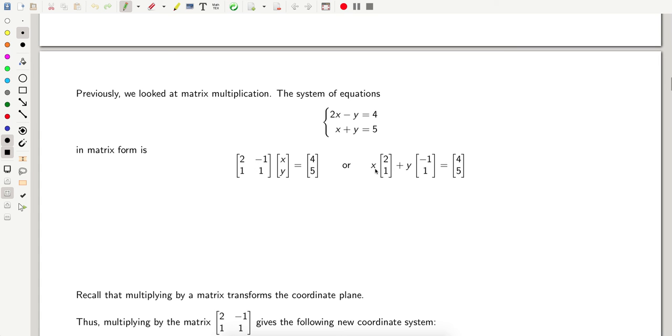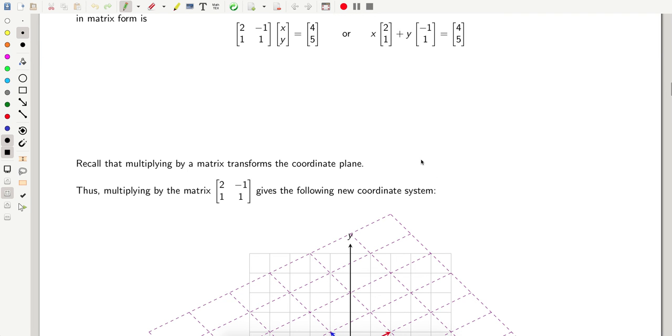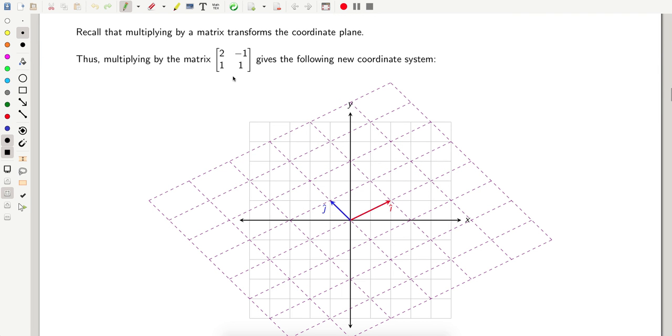And we're multiplying x by where i hat is going to go, and we're multiplying y by where j hat is going to go. So if we multiply by that matrix, we get this brand new coordinate system that I have here in the purple dashed grid laid on top of our original coordinate system.